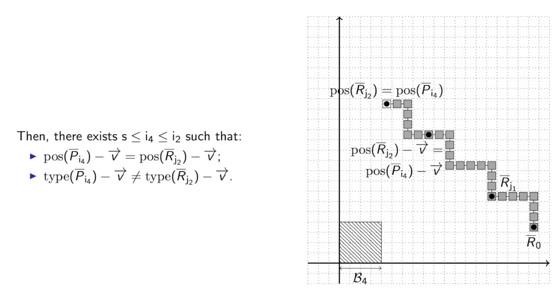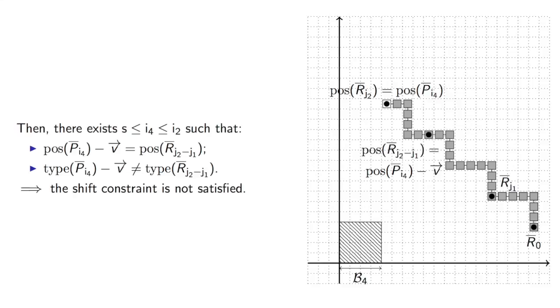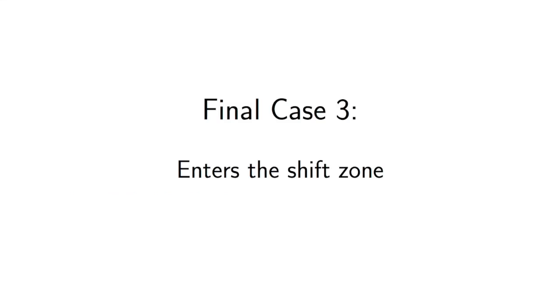Now consider the translation of P_I4 by minus V. Since the path assembly R is periodic, then the tile R_J2 translated by minus V is the tile of R of index J2 minus J1. Then this tile is inconsistent with the tile P_I4 translated by minus V. Then the tile P_I4 translated by minus V is inconsistent with alpha. This is a contradiction of the shift constraints.